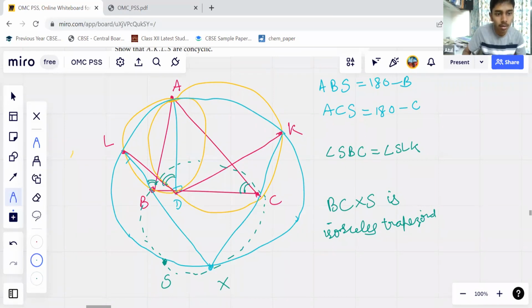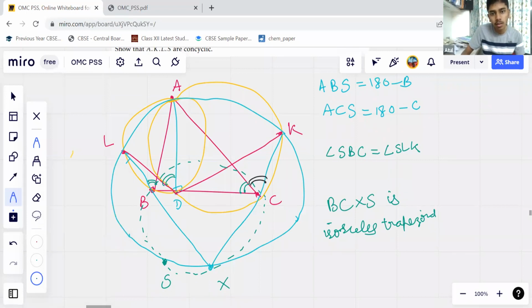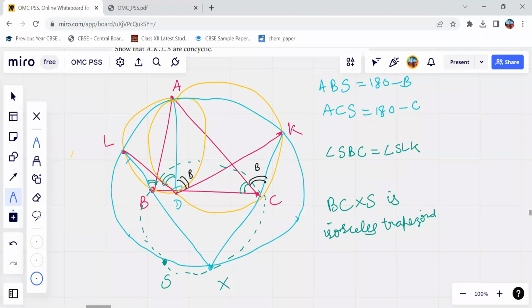Okay, how about these other angles? Like this equals this, and that is angle B. Wait, but then BCX is isosceles, right? Because XBC and XCB are both angle A. XBC is angle A. Oh, you're right. Oh, so X equals S.